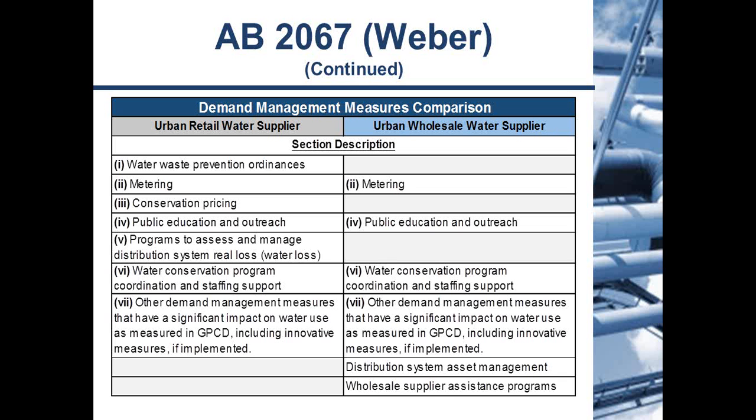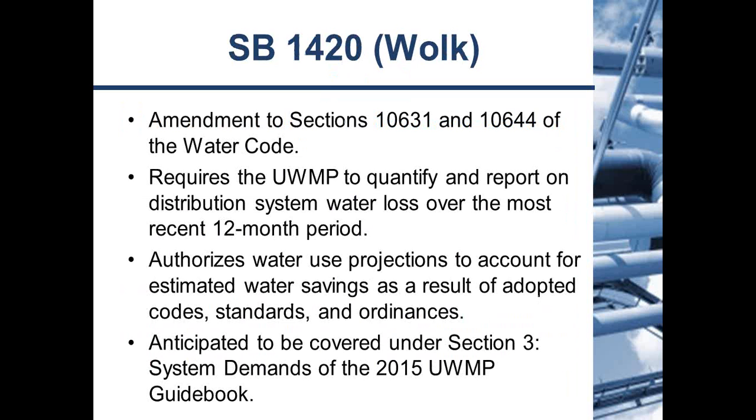So moving on to Senate Bill 1420, this was proposed by Senator Lois Wolk and seeks to amend sections 10631 and 10644 of the code. This is pretty much the system demand section of the guidebook at this point. And this amendment stemmed from the lack of knowledge regarding water leaks within a water distribution system. And so now they've required the UWMP to quantify and report on distribution system water loss or distribution system real loss. Those terms are interchangeable. And this is to be reported over the most recent 12-month period.